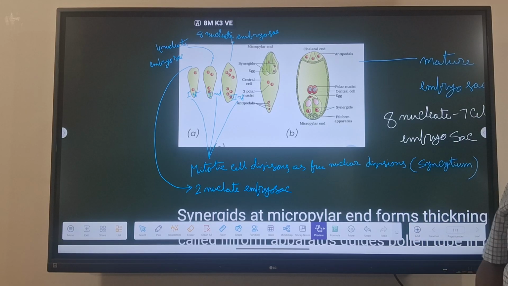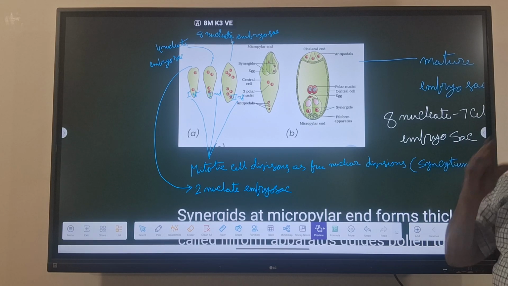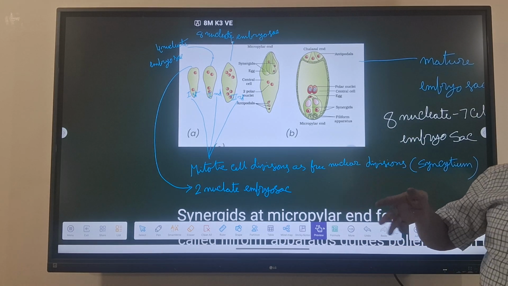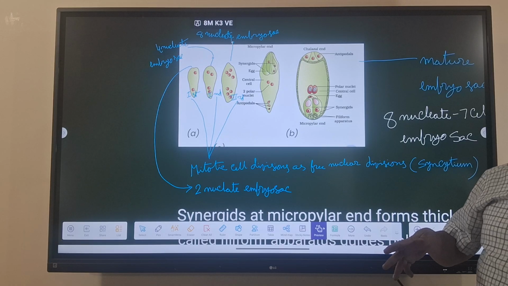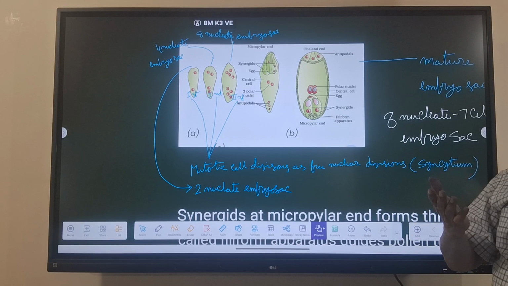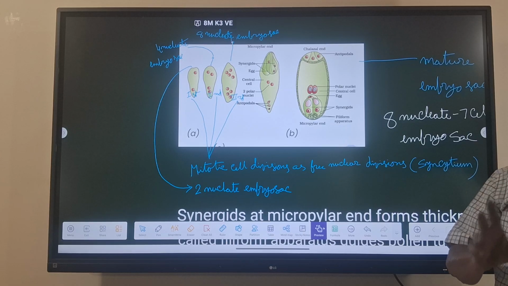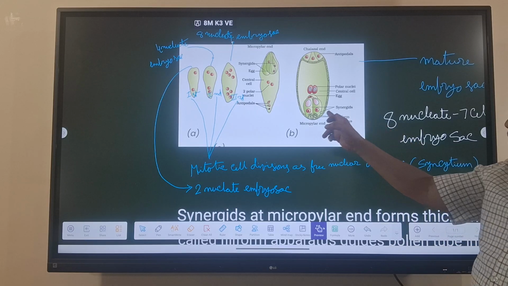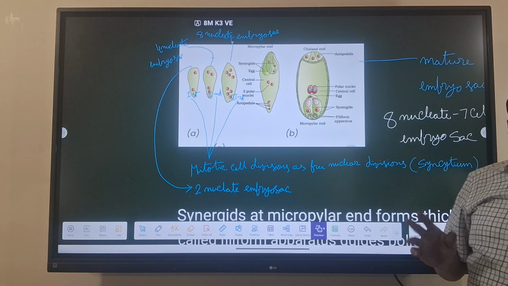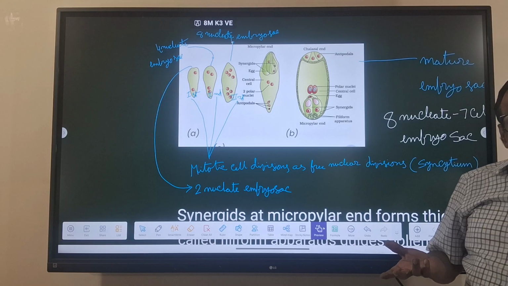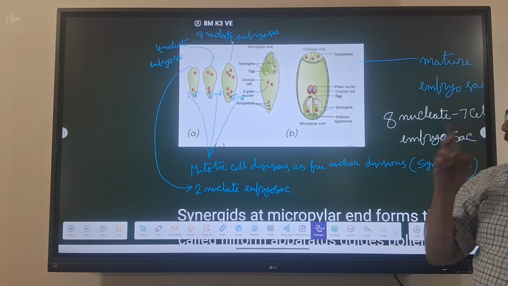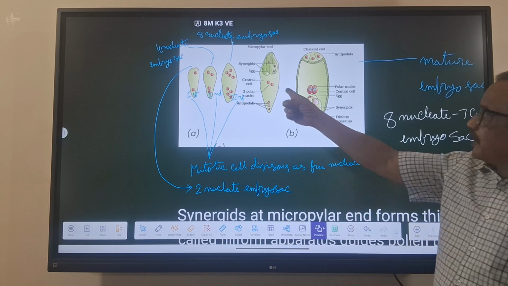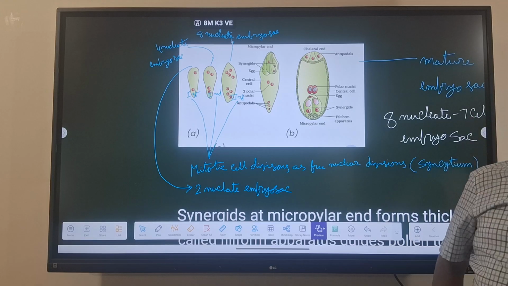And the next question is assertion and reason. The assertion is that it is 8-nucleate and 7-celled, and the reason he has given wrongly. The embryo sac contains 8 nuclei and 7 cells, and he has wrongly said that synergids have the polar nuclei. The polar nuclei are present in the central cell.